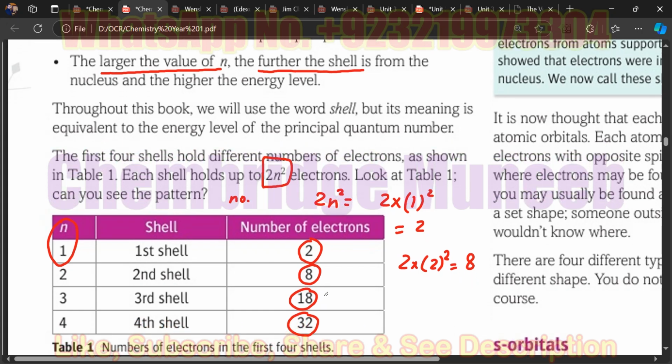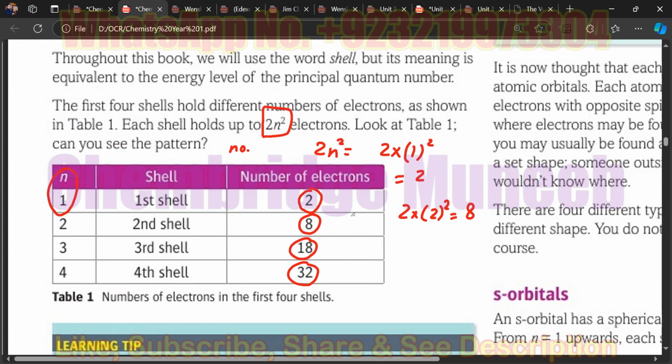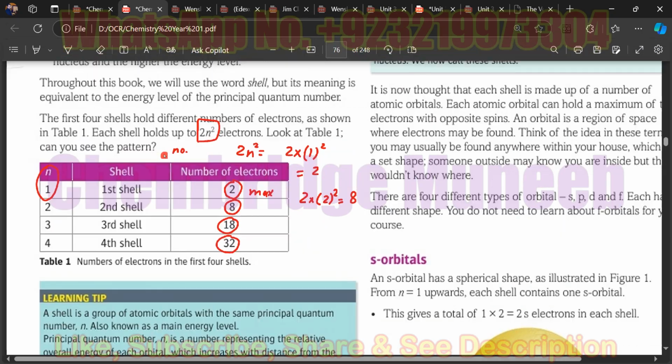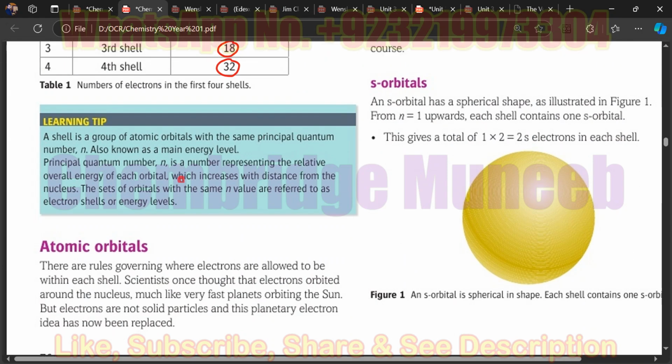So these shells can hold up to this number of electrons. The first shell will hold a maximum of 2 electrons. These are the maximum quantity of electrons which can be held or accommodated in these shells. So the first will contain 2, the second will contain 8, the third 18, and the fourth 32. That's the capacity of the shells which you have to learn.